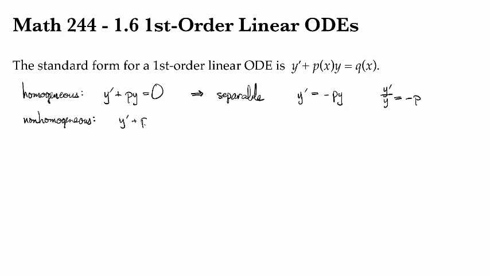But if we have the non-homogeneous case, y prime plus py equals q for q not the zero function, then this guy is not separable. And there's not really any way to see that other than that if you try and separate it, you'll see that it fails. Okay, so let's look at how to solve such an equation. Well, actually, let's back up. Before we try and solve such an equation, what I would like you to do is this.